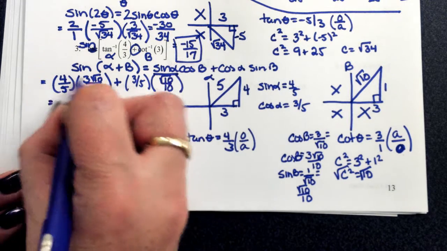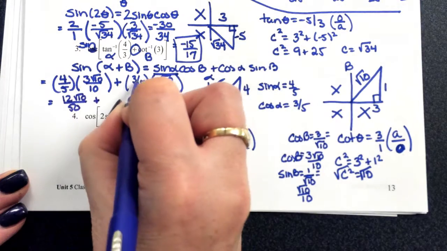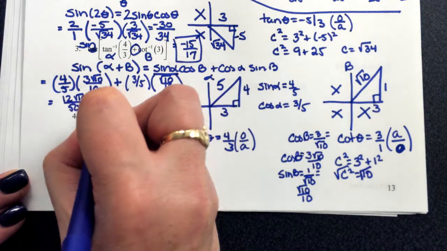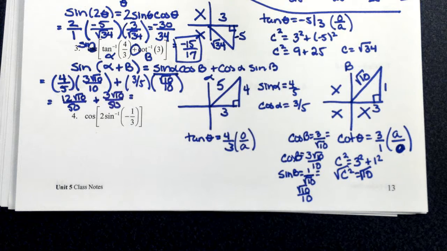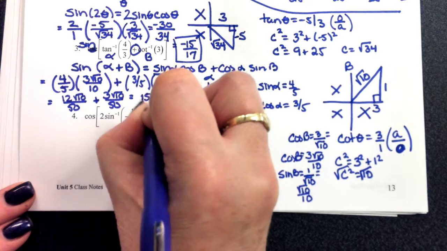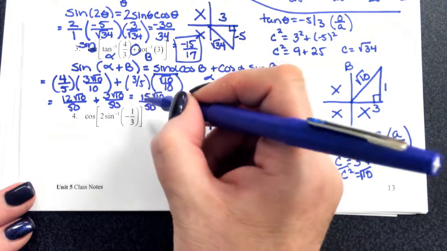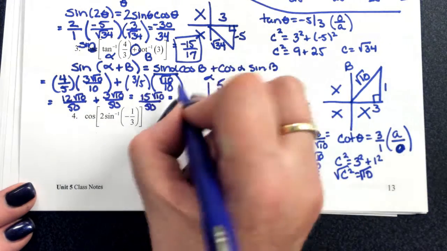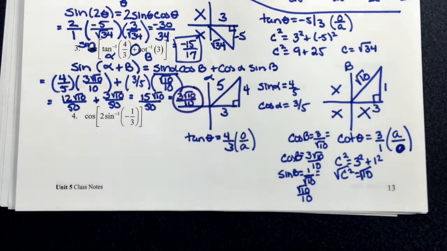So now multiply 4 times 3 square root 10 is a 12 square root 10 over 50. 3/5 times square root 10 over 10 is going to give me 3 square root 10 over 50. Can I add those radicals together? Yes. So it's going to be 15 square root 10 over 50. I can divide a 5 out of 15 and a 5 out of 50, so my final answer will be 3 square root 10 over 10. Yes, with the sum and difference, you're going to have two separate triangles to work out. Okay? Yes, Joey?